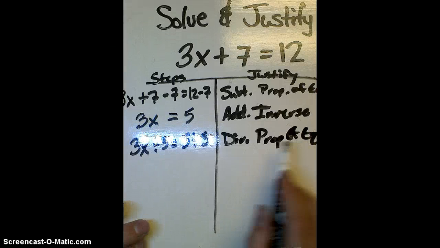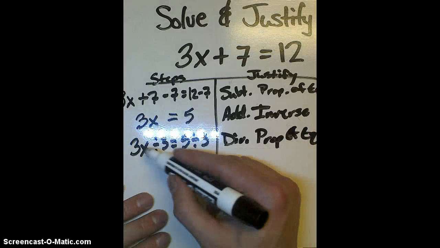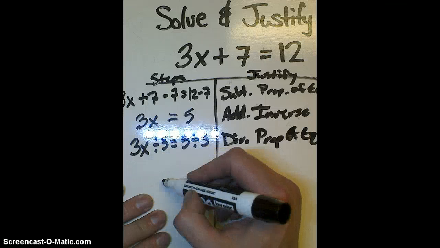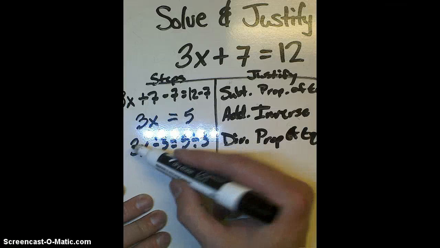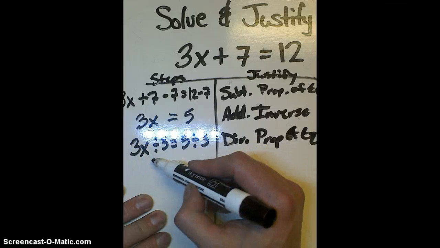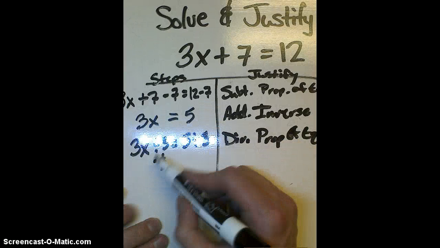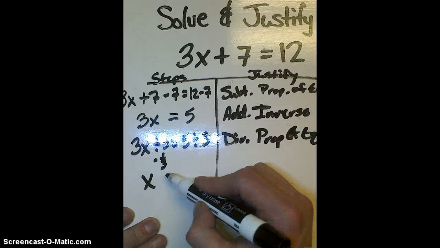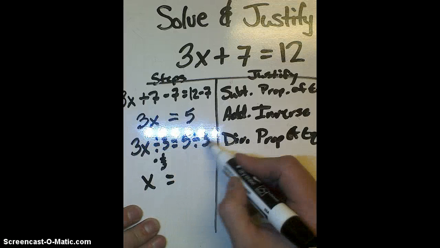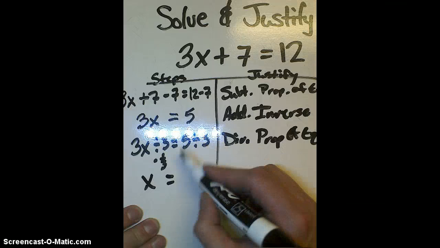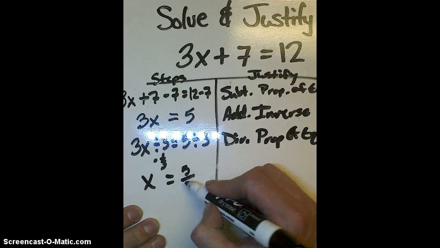Again, property of equality means you do it on both sides, and so 3 divided by 3 is 1, so it goes away. The same thing is true of 3 times 1/3, which also gives you 1. So now you're left with x on this side, and on this side you have 5 divided by 3, which is 5 over 3.